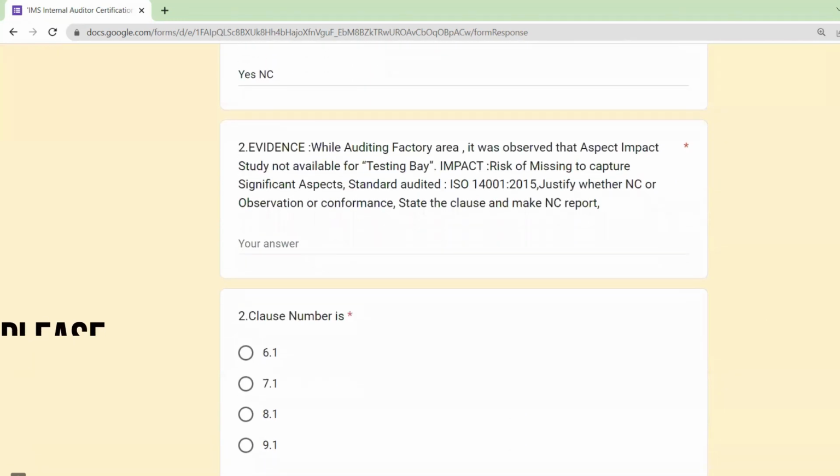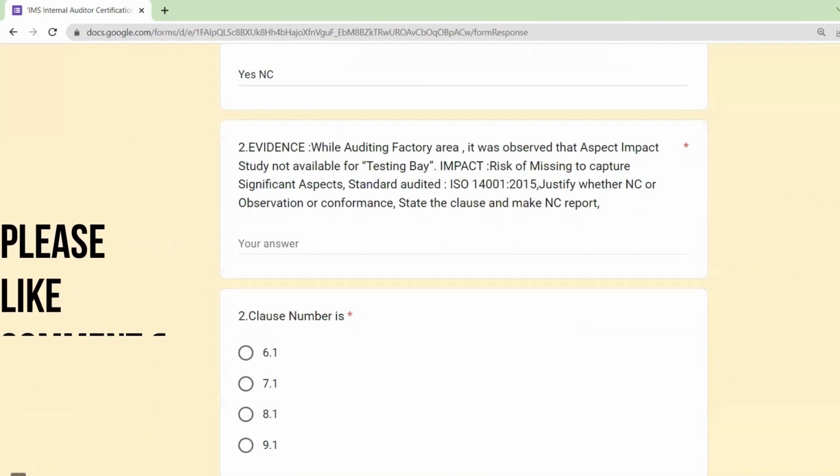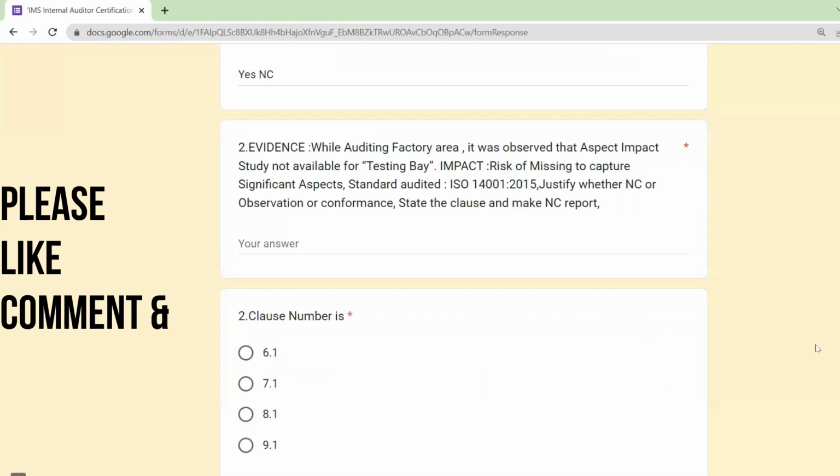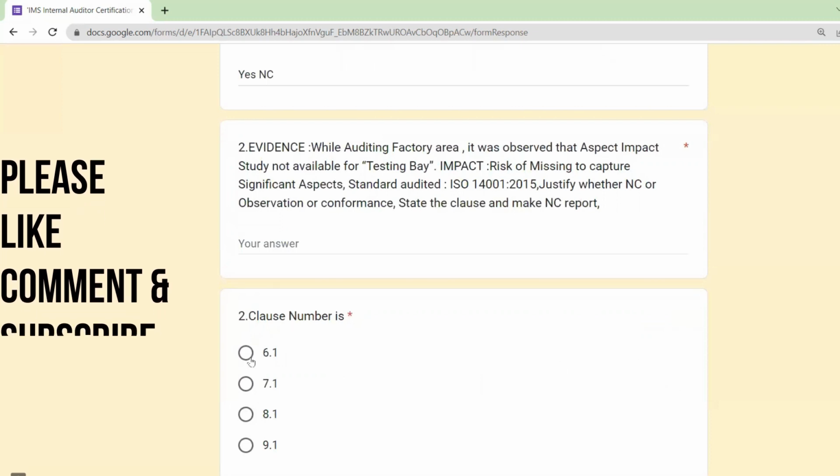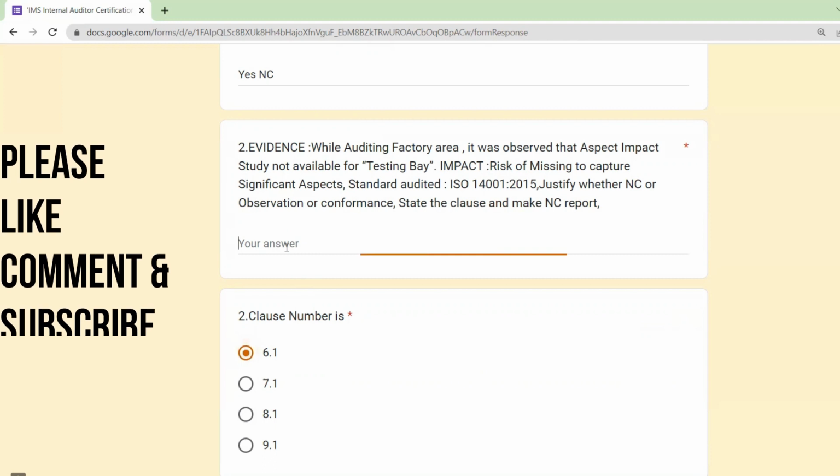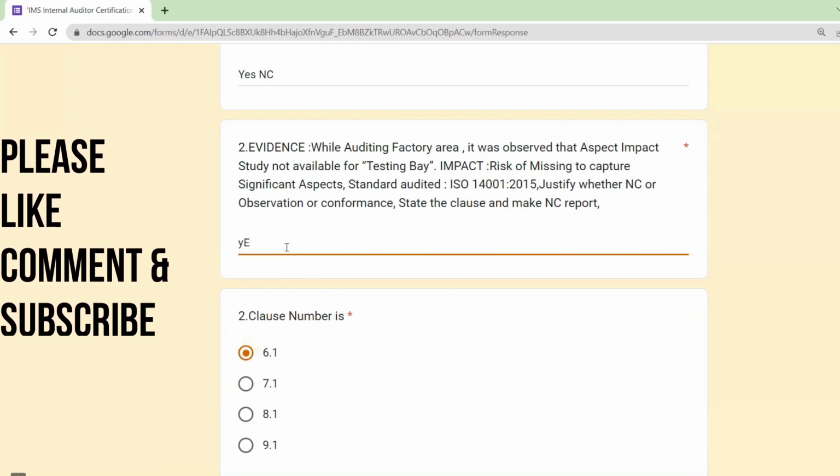And while auditing a factory area, it was observed that aspect impact study was not available for the testing bay, a risk of missing to capture the significant aspect. And this is from clause 6.1, it's the NC. And this is from ISO 14001. Yes, it is an NC. And I will keep the link in the description so that you can also follow more details about it.